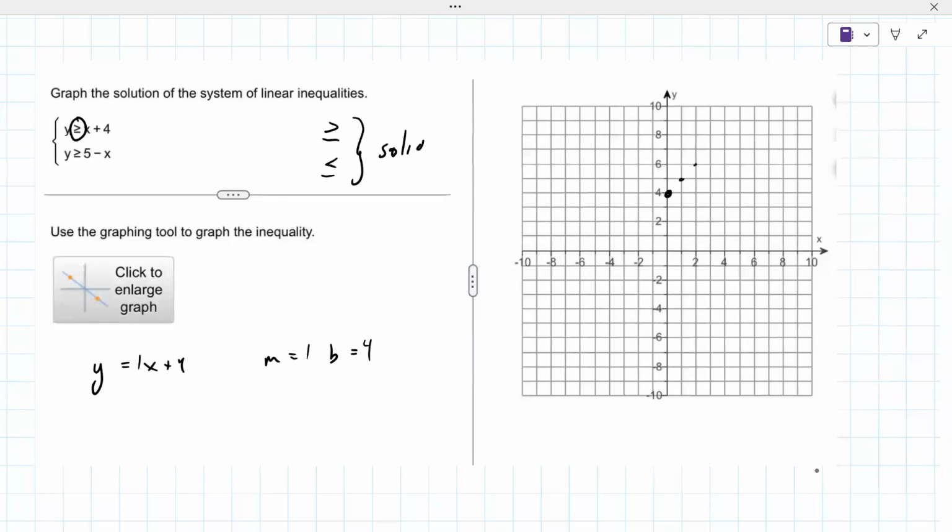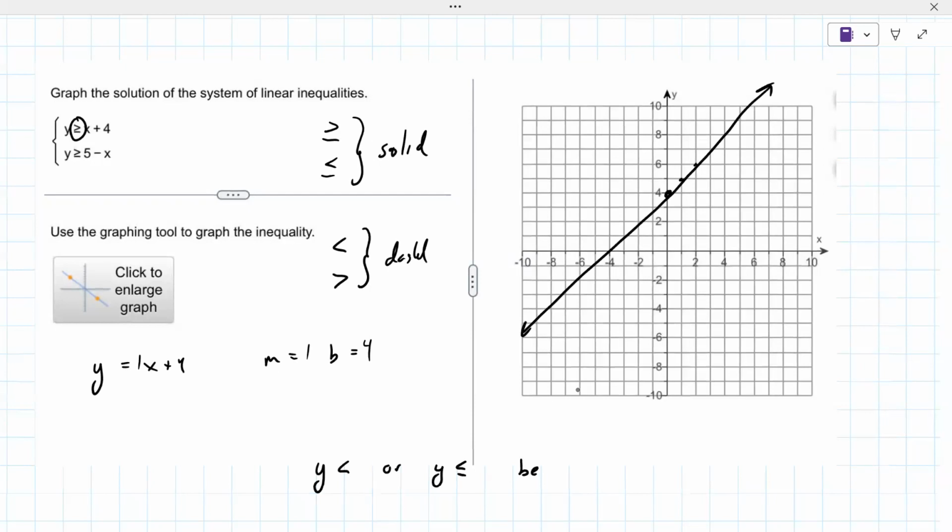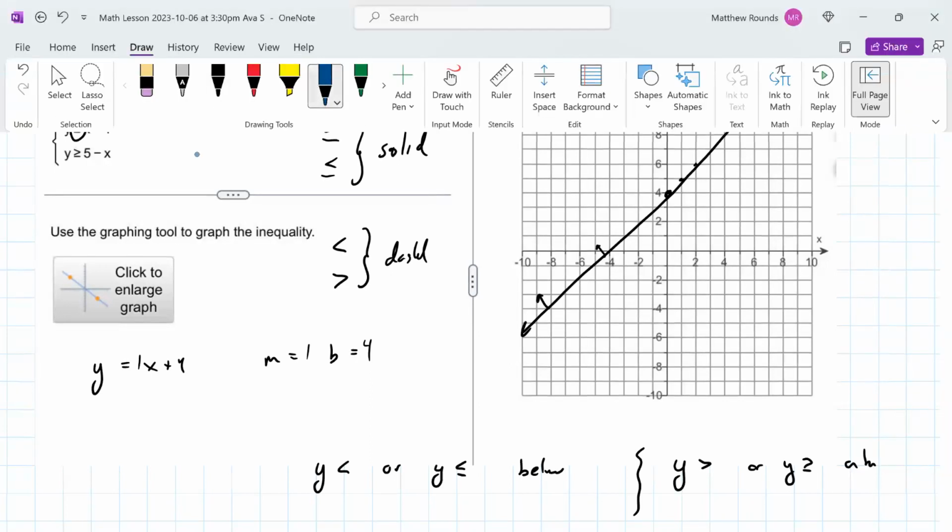I don't know. I was absent when we learned this, so I'm kind of in the dark. When there's a line underneath, that's a solid. If it's just the two, it's dashed. So this is a solid line here. And only when it's solved for y: if it's y less than or y less than or equal to, you shade below. Y greater than or y greater than or equal to, you shade above. So this one is going to be shaded above. I'm going to put little arrows here for the moment, so that we know which side it's going to shade.